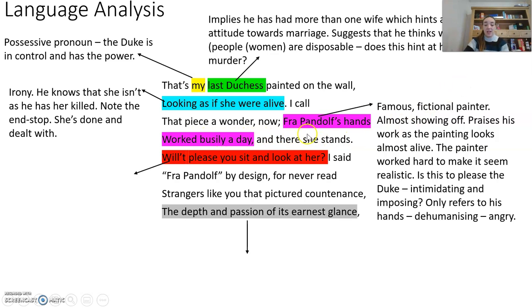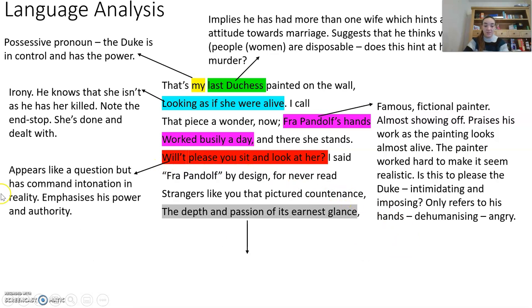"Worked busily a day, and there she stands. Will it please you sit and look at her?" I said. So this appears like a question, but actually it's kind of a command. So it's said like a question, there is a question mark there, but the messenger knows that he has to comply. So this emphasises his power and authority.